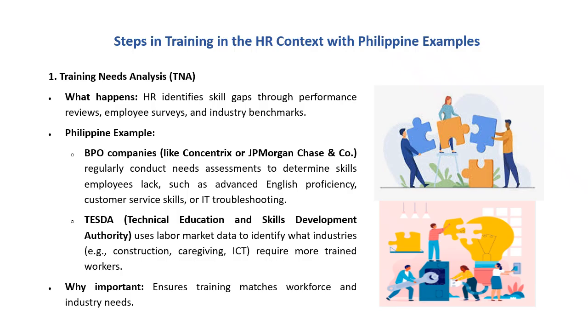Steps in training in the HR context. The first step is training needs analysis, or TNA. In this step, HR identifies skill gaps through performance reviews, employee surveys, and industry benchmarks. To cite examples, BPO companies like Concentrix or JP Morgan Chase and Company regularly conduct needs assessments to determine skills employees lack, such as advanced English proficiency, customer service skills, or IT troubleshooting.